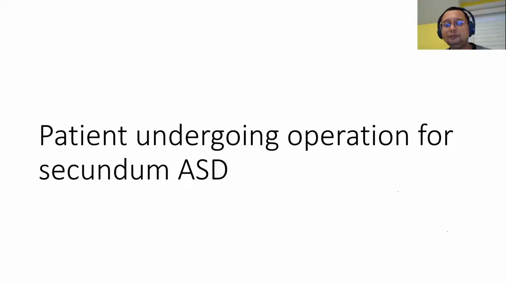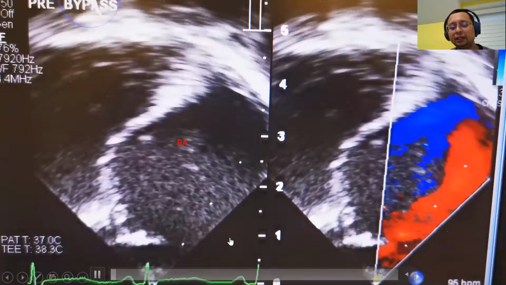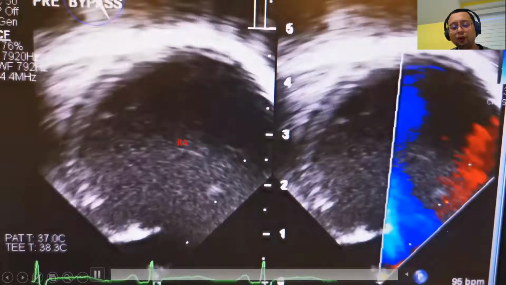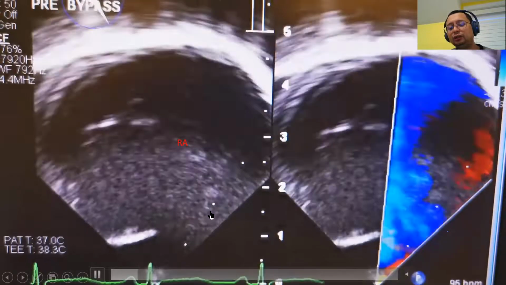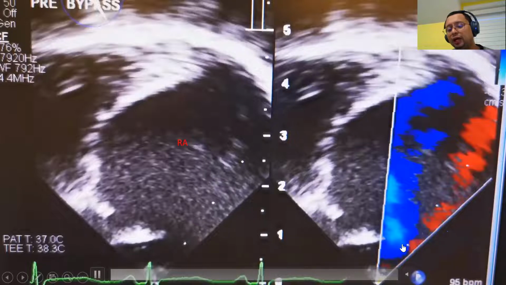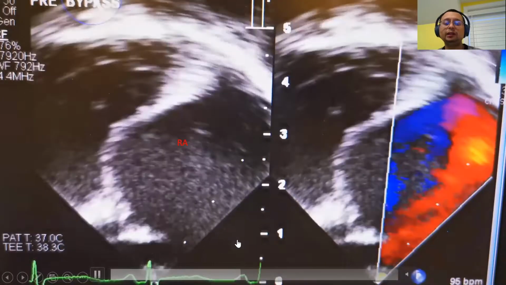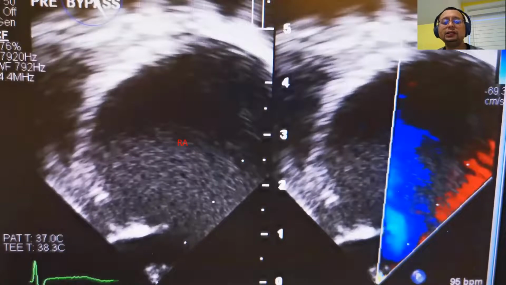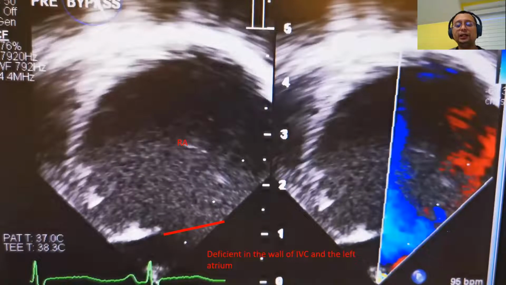Luckily, when the patient went for intra-operation, so this is intra-op, this is a bicaval view, but it's actually inverted. So this part here is the IVC, that part here is the SVC. Now you can see a deficient wall here, just at the border of the IVC to the right atrium. You can also see a blue color flow from the left atrium to the right atrium here. So lo and behold, this patient, rather than having secundum ASD, actually has the very rare inferior sinus venosus atrial septal defect.